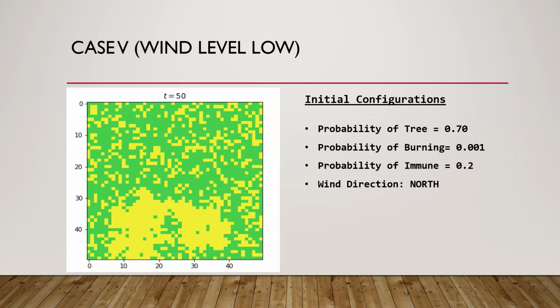Here we have kept the wind level high. The rule is the same as the previous case with an extension that the cell south of the site will also burn depending on the humidity level. The same is applied if the wind is flowing from the west, east, or south direction. Here is a simulation.